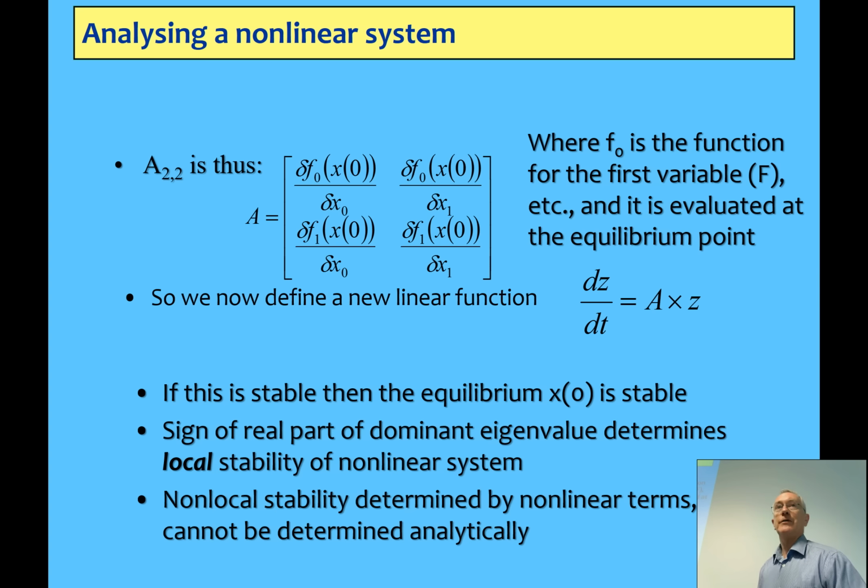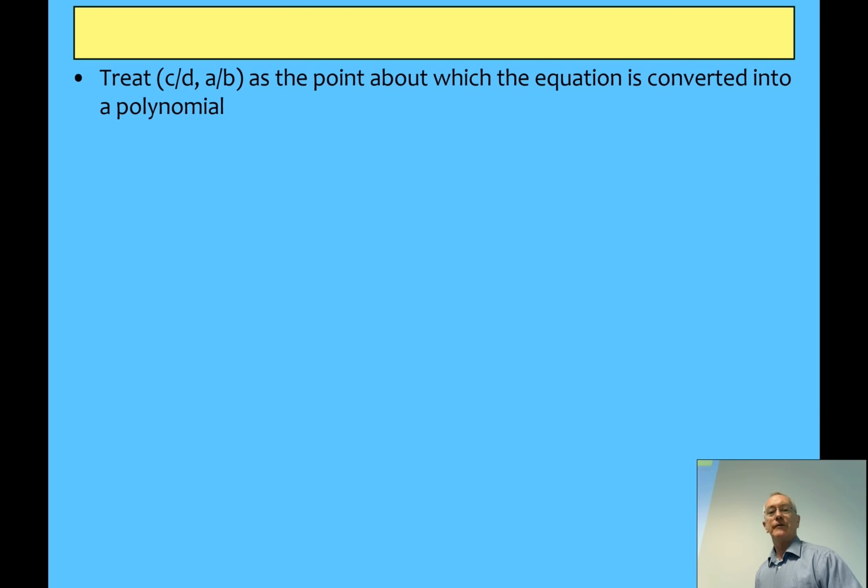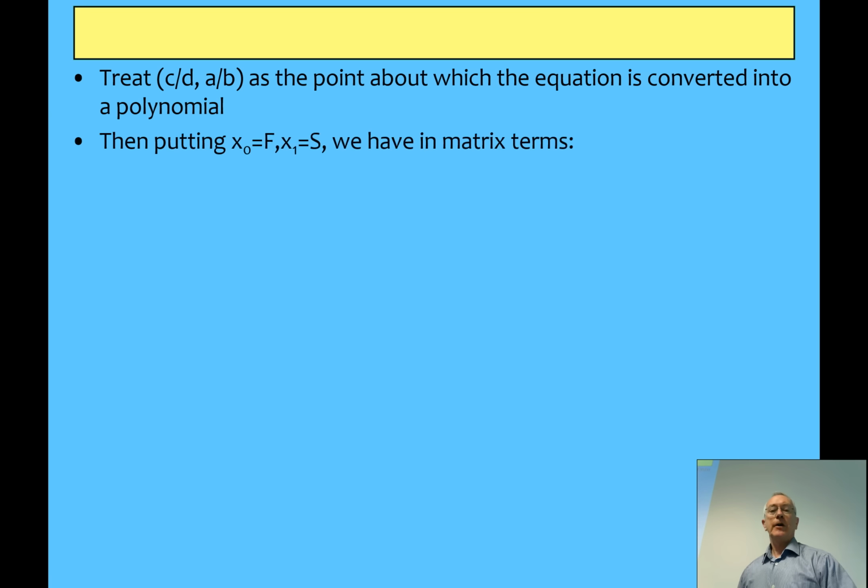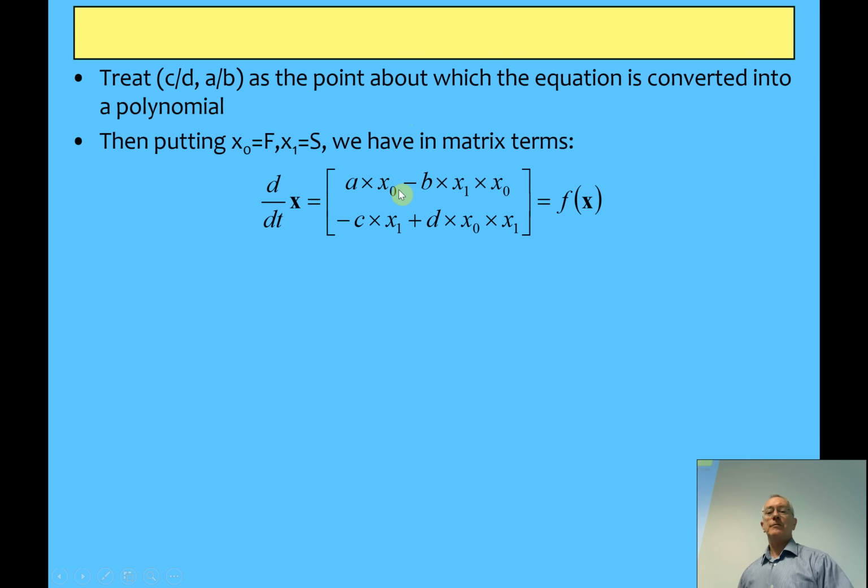You can understand the stability of a nonlinear system around its equilibrium by this process of linearising a small deviation and then seeing what happens to the matrix itself. So we're going to treat, with the fish and the predator-prey model I've shown you, C over D as the equilibrium number of fish, and A over B as the equilibrium number of sharks. And you convert it into a polynomial around that point, and what you get is this expression. So the x, which is fish and shark numbers, is going to be A times x0, which is the number of fish, minus B times x1, x0. Okay? And this is minus C times x1, the number of sharks, plus D times the number of fish times the number of sharks.